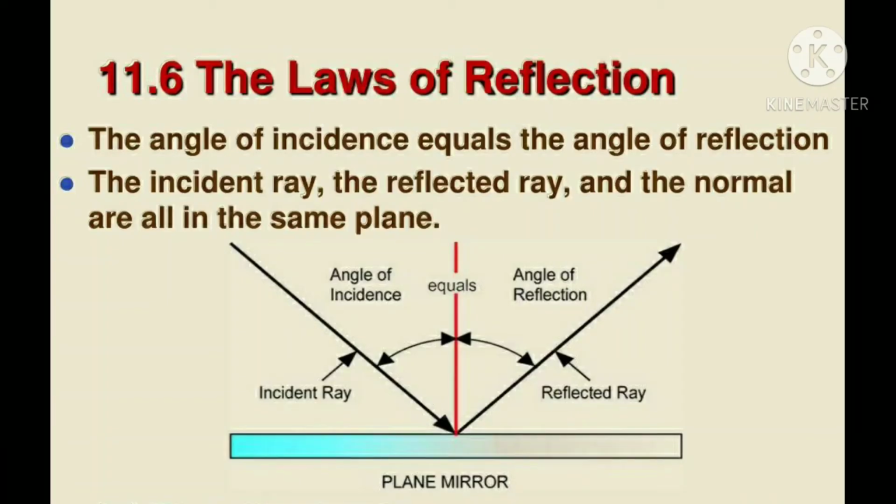There are two important laws of reflection. The angle of incidence equals the angle of reflection, and the second one is that the incident ray, the reflected ray, and the normal all lie in the same plane.